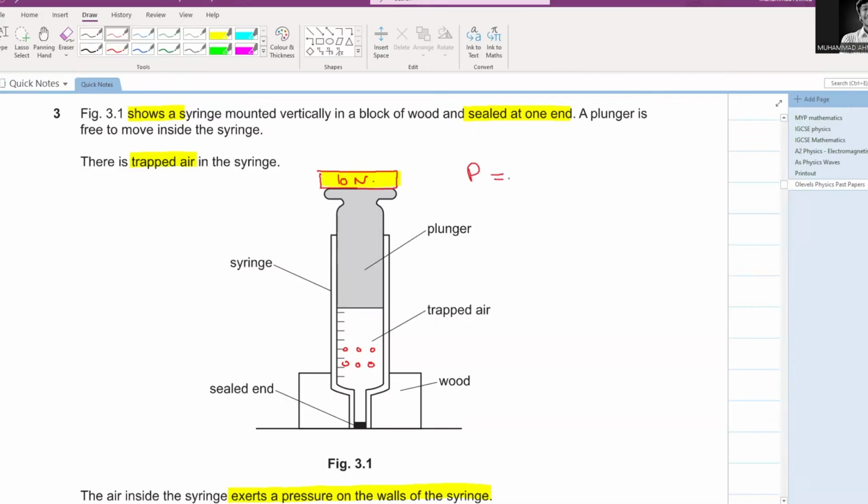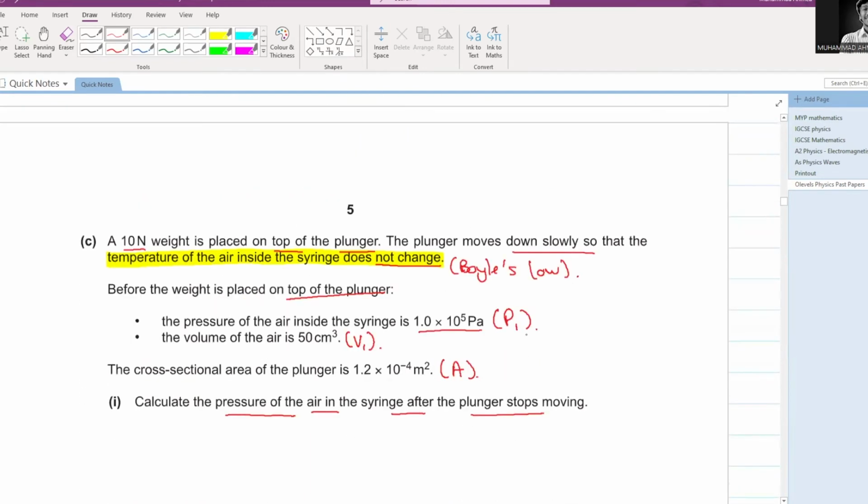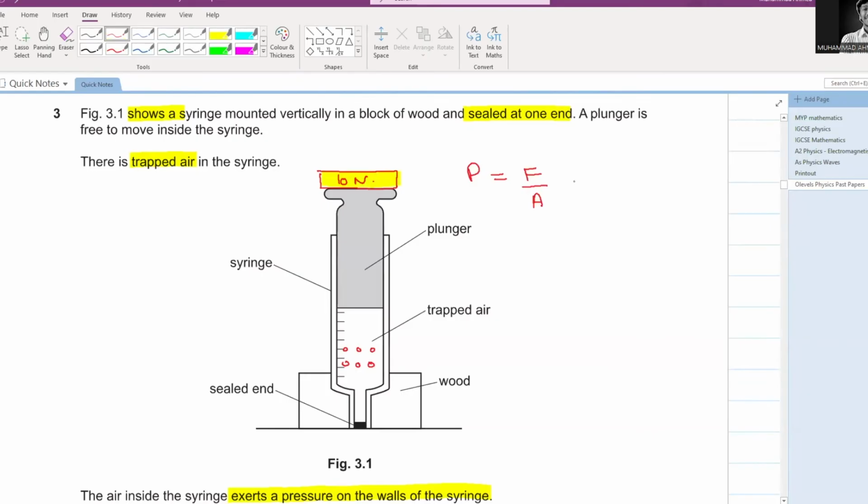Very easy. Pressure is equal to force over area. The extra force is 10 Newton. What is the cross sectional area? 1.2 into 10 raised to the power of minus 4. So 10 divided by 1.2 into 10 raised to the power of minus 4. What is the extra pressure applied due to the weight? This comes out to be 83333 pascals. This is the extra pressure being exerted due to the weight.